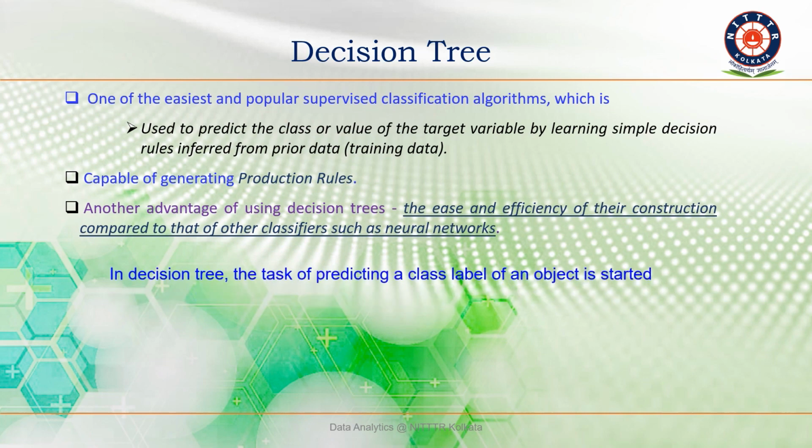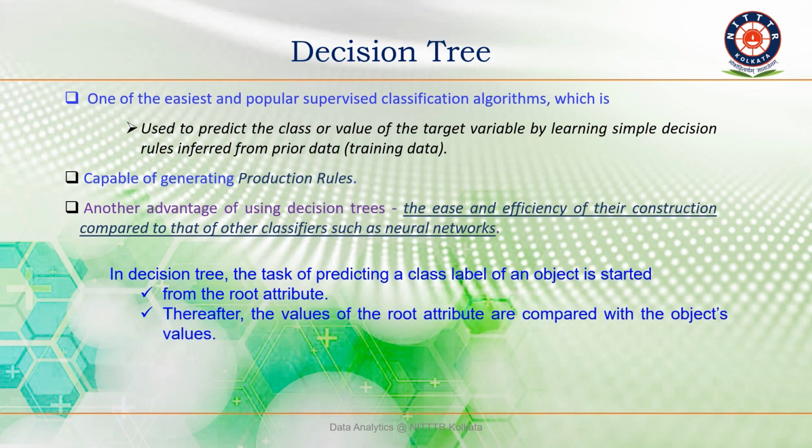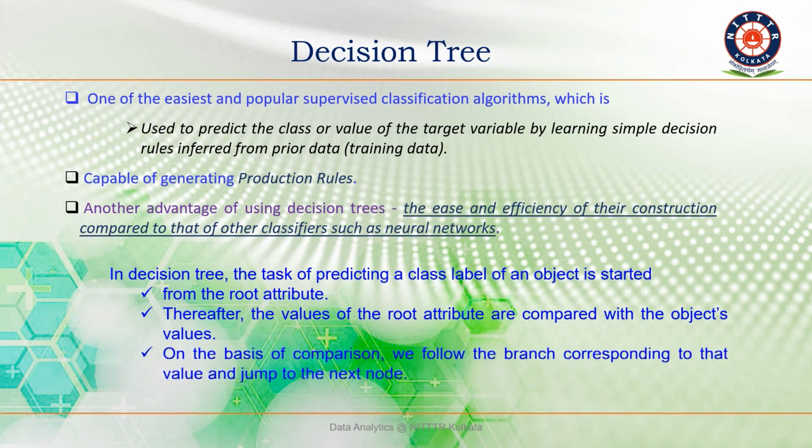In a decision tree, the task of predicting the class label of an object starts from the root attribute. Thereafter, the value of the root attribute is compared with the object's value. On the basis of the comparison, we follow the branch corresponding to that value and jump to the next node.